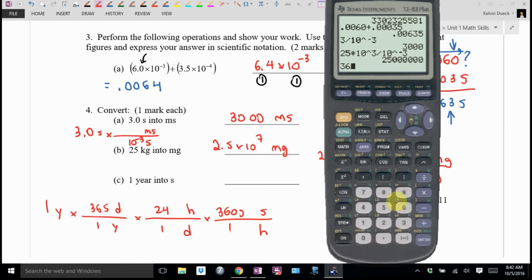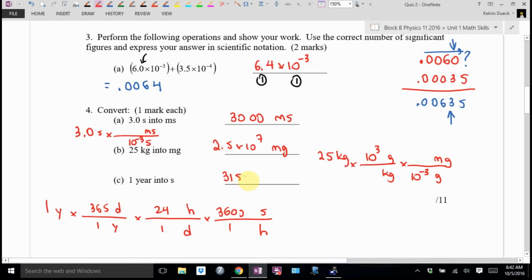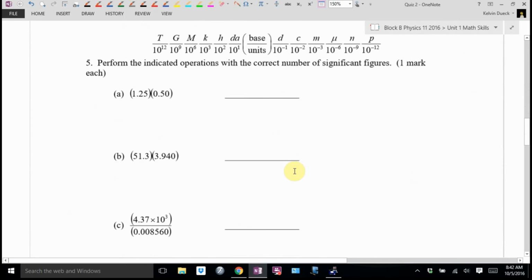I'm going to get 365 times 24 times 3,600. Do you get 31536 and then 3 zeros? Seconds. By the way, if you forgot the units on any of these, I would take a half mark off because I'm mean. Then I would go to the next page. You can give yourself a little score at 11 if you want to, but let's keep going.